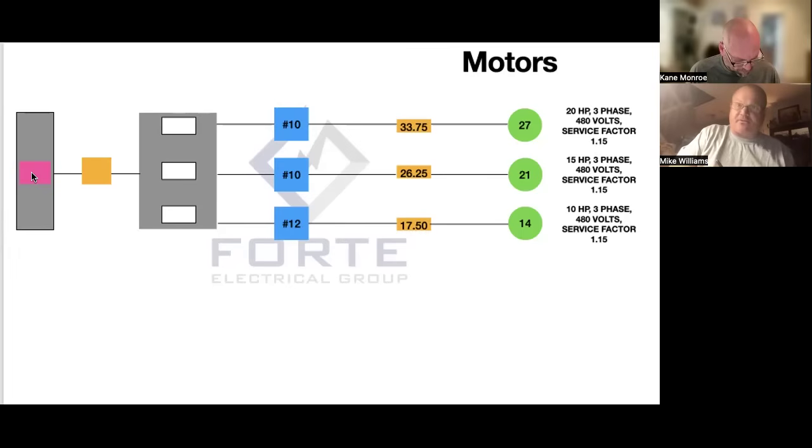And this is step 6, correct? Correct. So what it tells us there is we've got to take the largest rating of the branch circuit overcurrent protective devices. So the largest fuse that goes in here. Okay. The largest one plus the FLC of all the other motors.